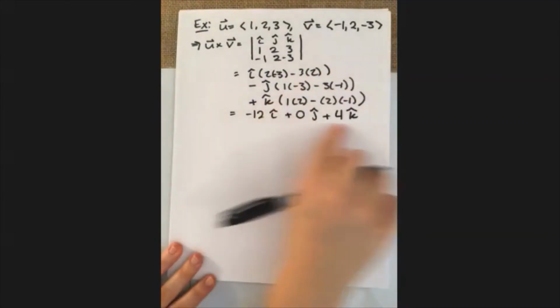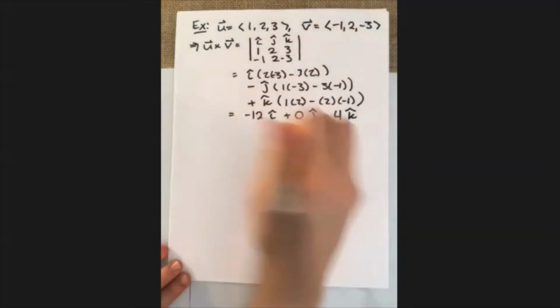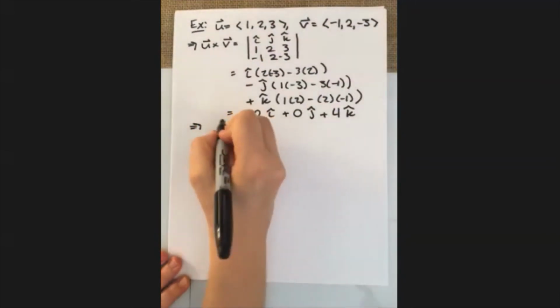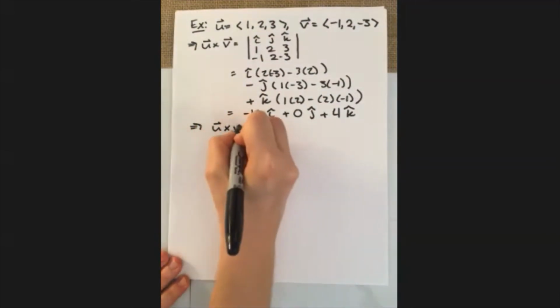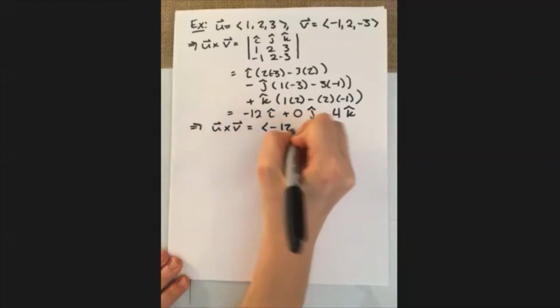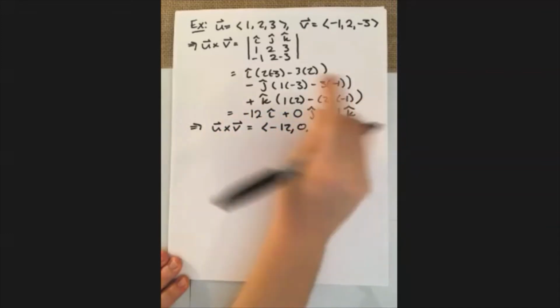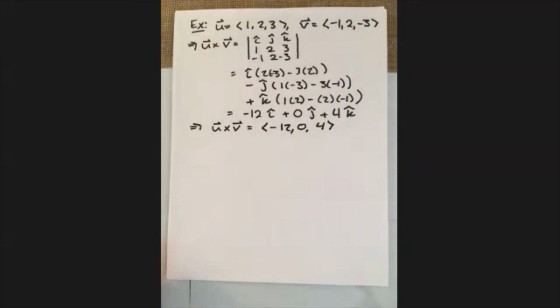And this right here is the vector that is perpendicular to both of those. So we can reformat if we want, but you definitely do not have to. -12, 0, 4 is perpendicular to both of those.